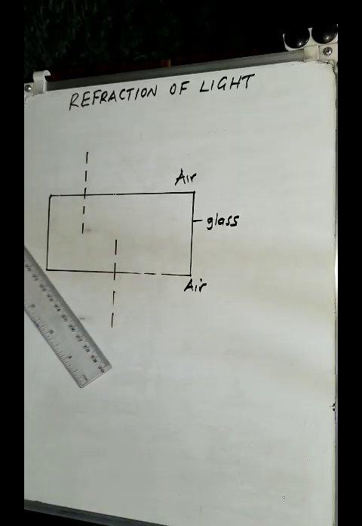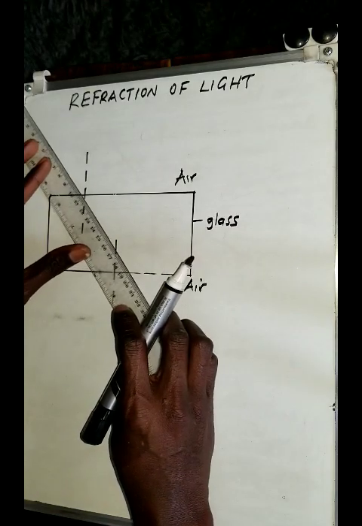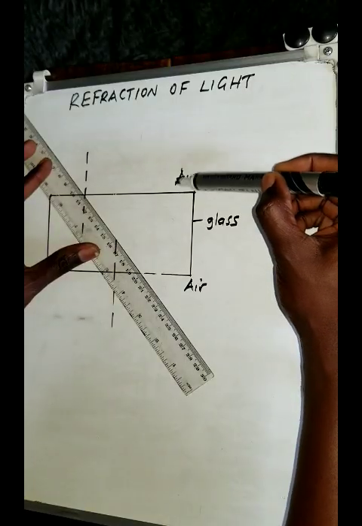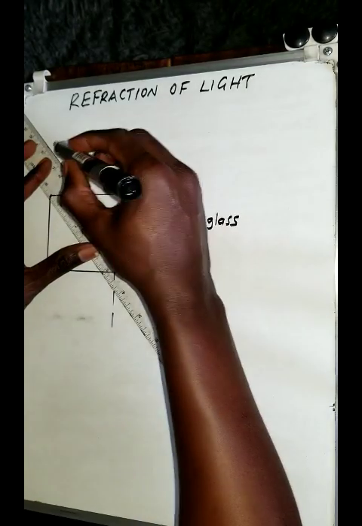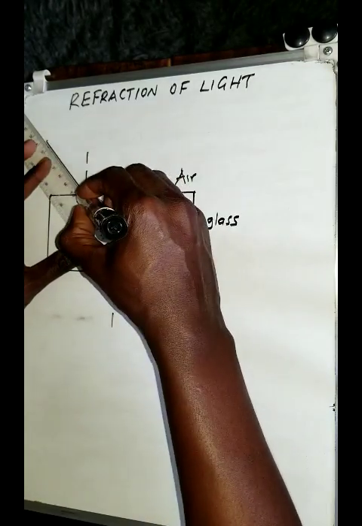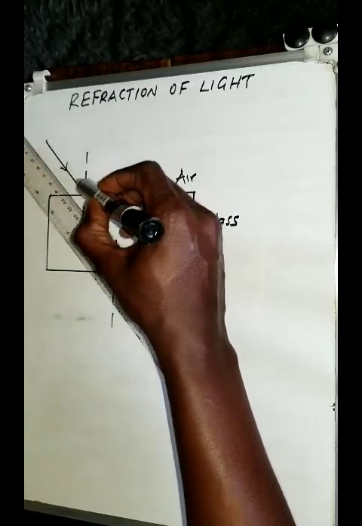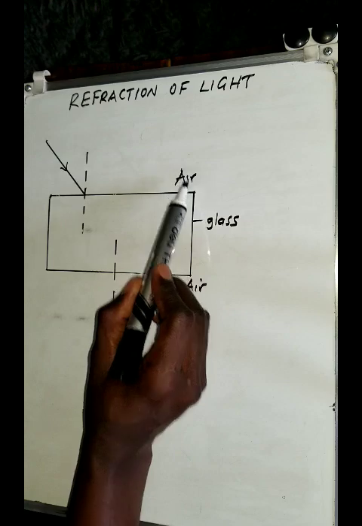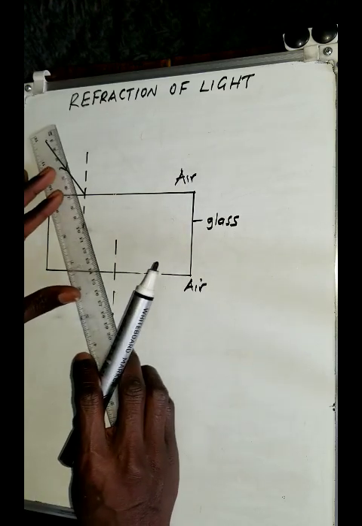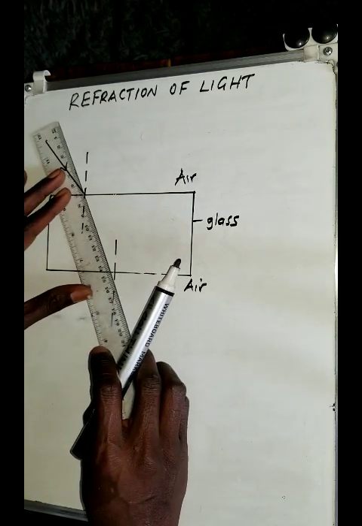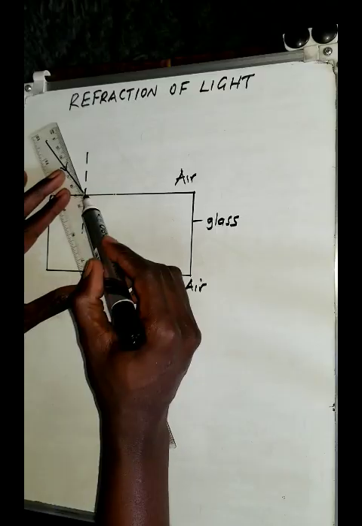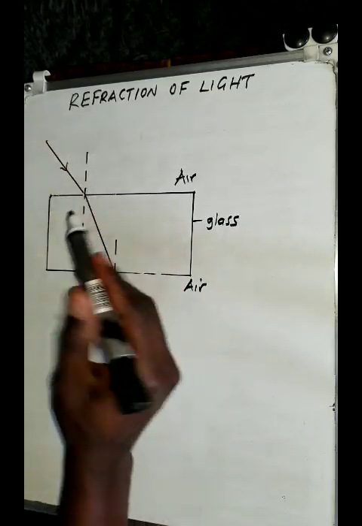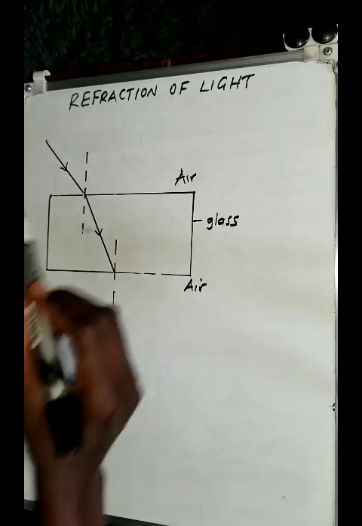So if you have a ray of light that is coming in that direction, moving from air going into glass, remember what we said, it will find the normal at the boundary between air and glass. When you are moving from a less dense medium to a more dense medium, it bends towards the normal. And this is what is going to happen to the ray there. It will bend towards the normal. That is what you can see there.